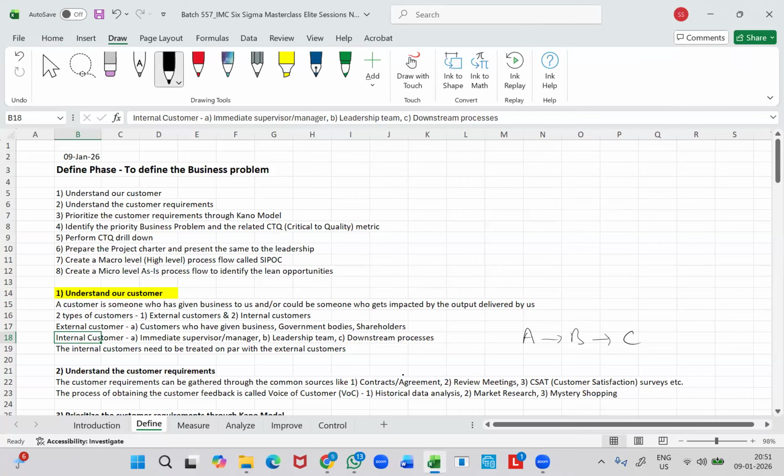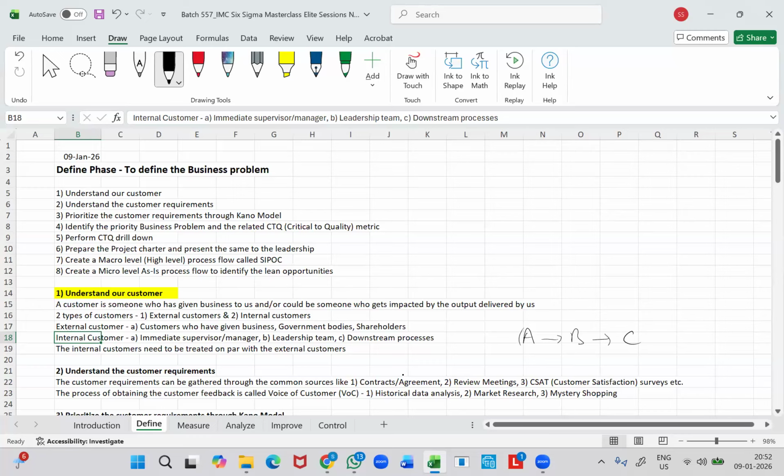Say, for example, as I told you, when we have the activities arranged in a series like this, one after another, the quality of the output that is delivered by A will definitely have an impact on B. Similarly, the quality of the output that is delivered by B will have an impact on C, because the output delivered by A will be the input for B, and the output delivered by B will be the input for C. We all know this, right?